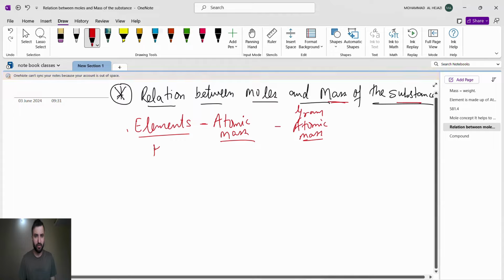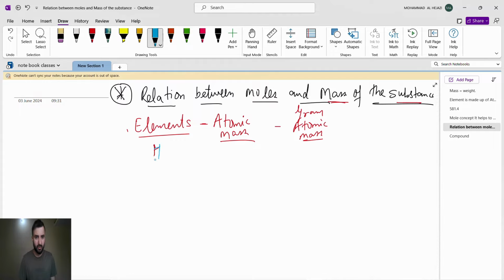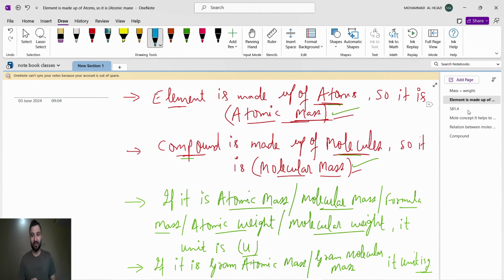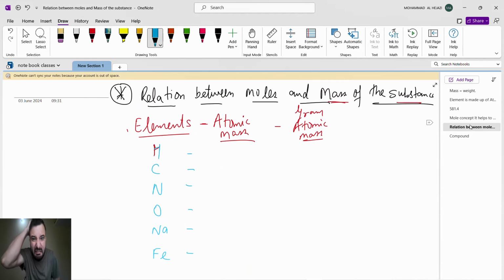Okay, now we'll take a random element. Hydrogen, carbon, nitrogen, oxygen, sodium, iron. Let's take this. So see, we know this. Atomic mass means what? Element is made up of atoms, so we'll say atomic mass. See, atomic mass, then we'll find the gram atomic mass. Because of this only I have explained you this all concept.